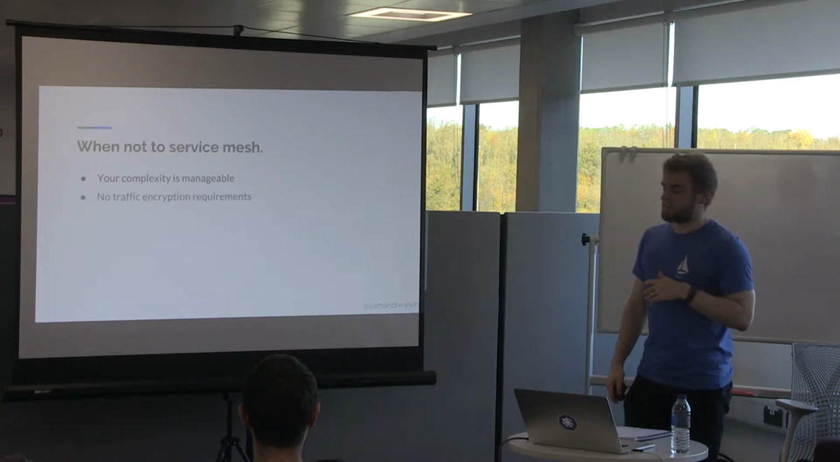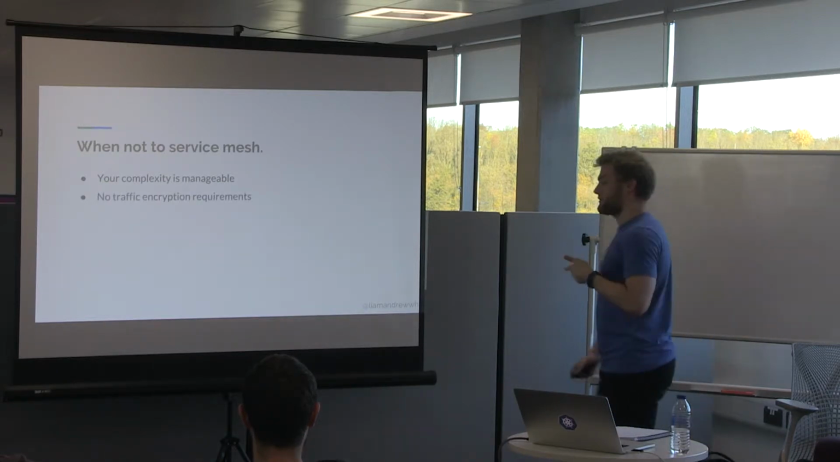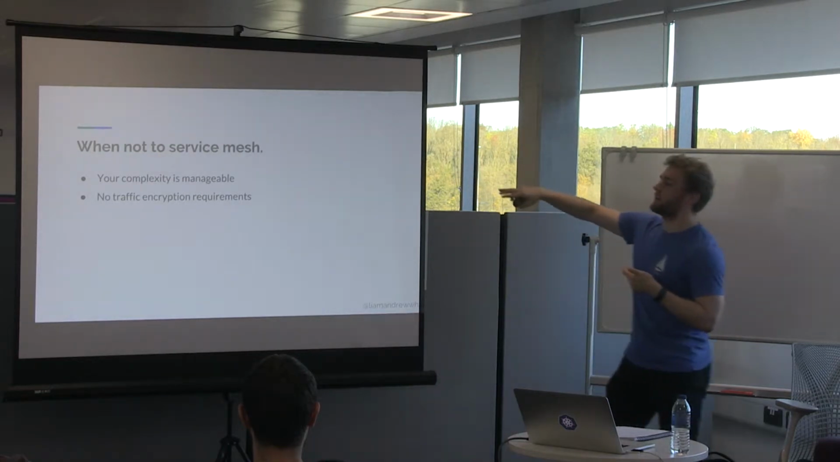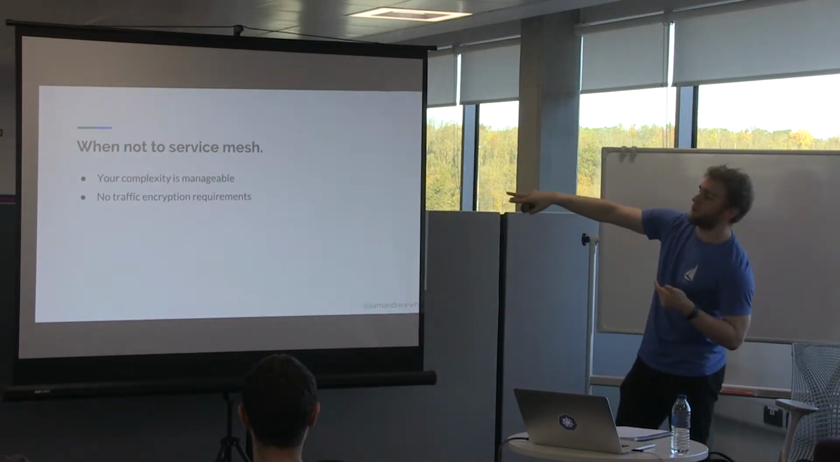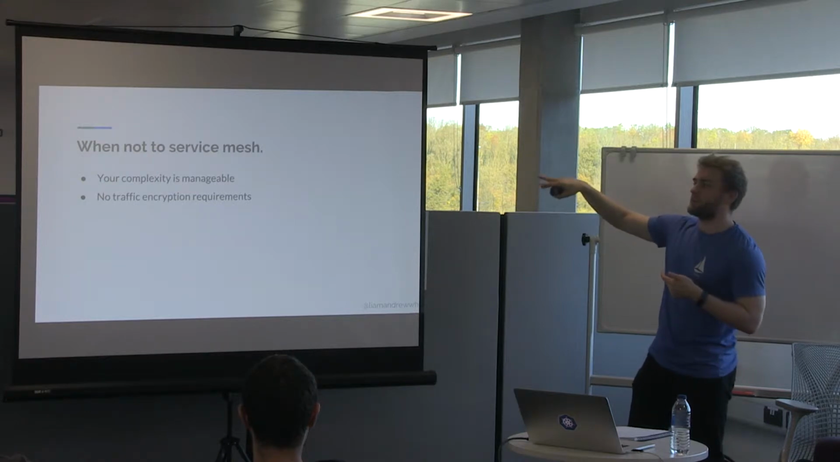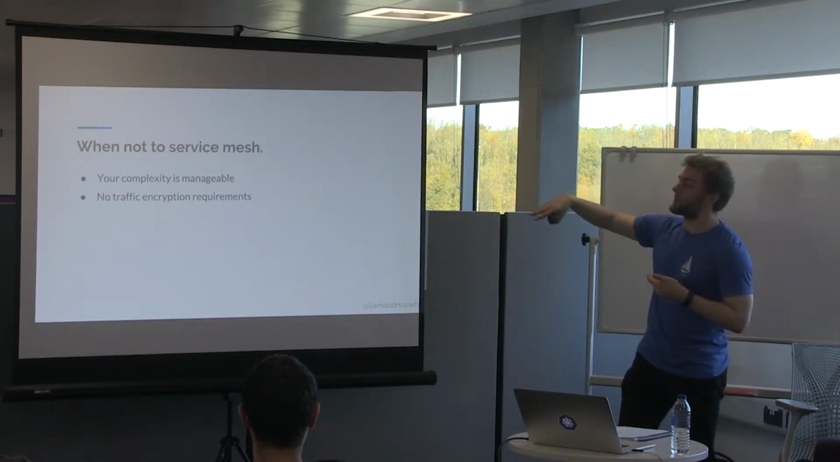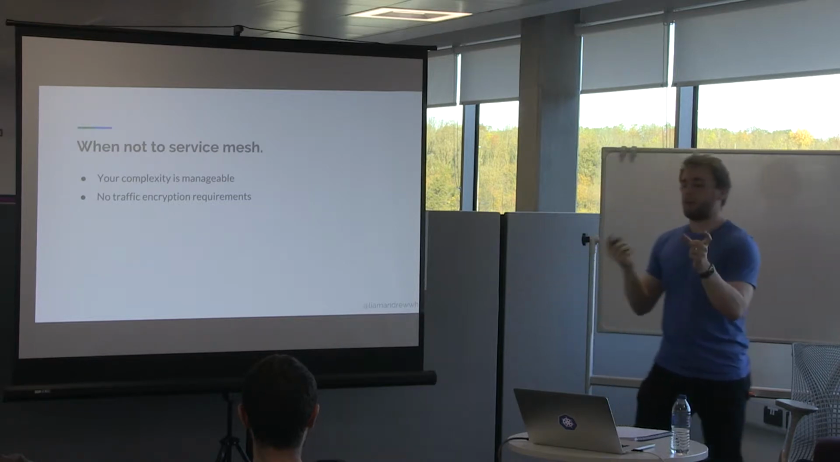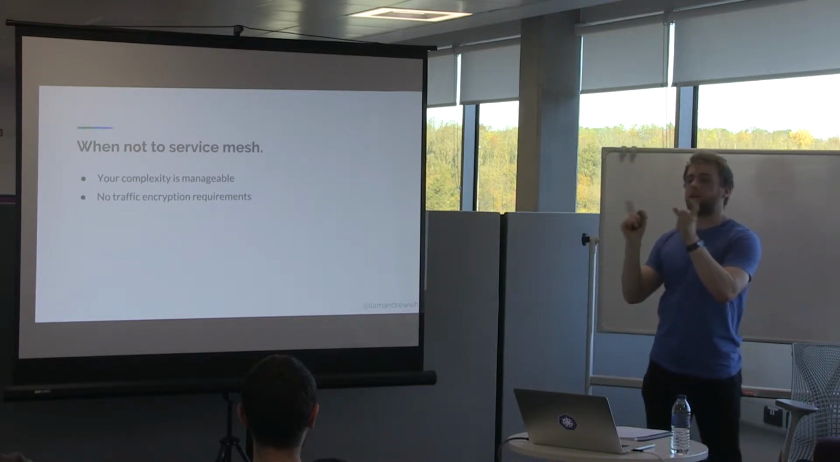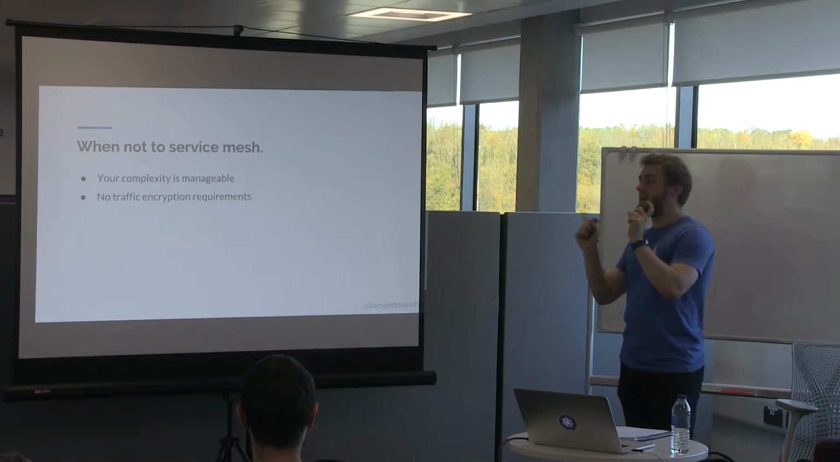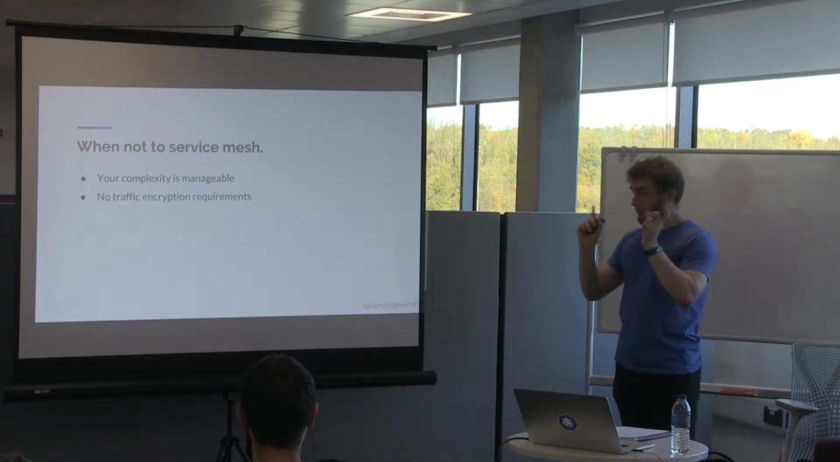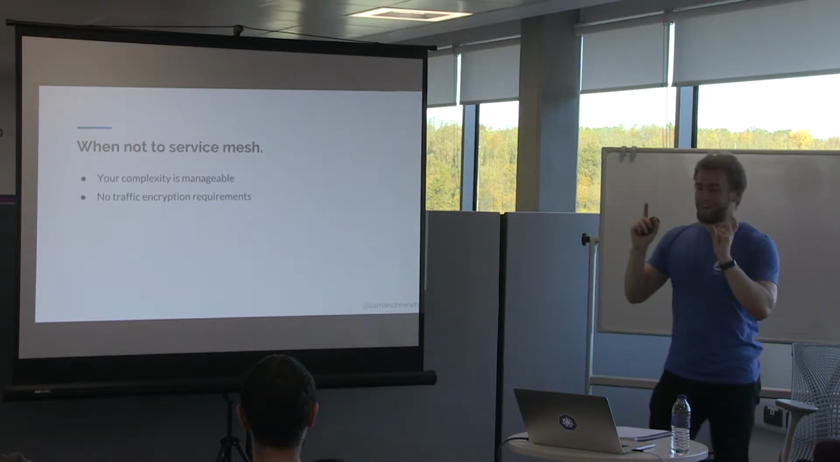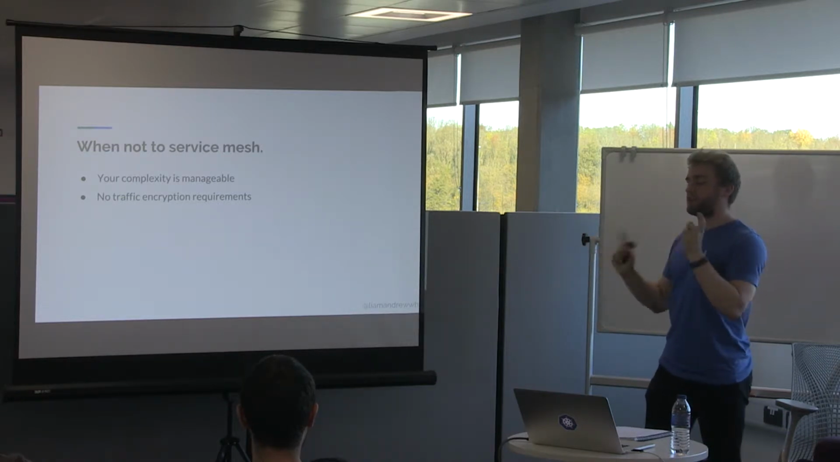The other one is if you've got no traffic encryption requirements. Now these are kind of separate, right? If you have one of these and you don't have the other, then you probably still should use a service mesh. But if you don't have either of these, so by no traffic encryption, I mean internally, microservice to microservice, you're speaking in clear text. Now, I'd be willing to bet most people are actually doing this, and in my core job, we are definitely not doing this. We are currently moving on top of Istio, so we are going to do this.